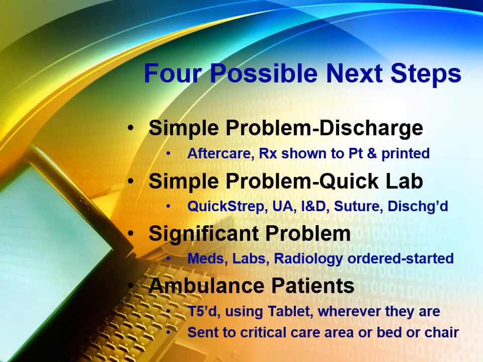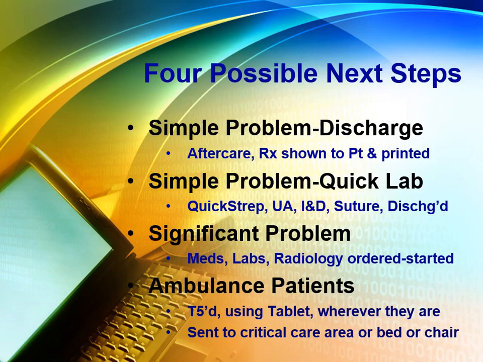Now there are 4 possible next steps. If Betsy has 1, a simple problem which can be discharged right from the T5 area, and the Aftercare prescription shown to Betsy and printed right in the T5 area, or 2, if she has a simple problem that only needs a quick lab or procedure, for example, a quick strep or urinalysis, IND, dermabond, simple suture, or x-ray, that can be performed in the T5 area or an adjacent 10-minute procedure room, and then Betsy can be discharged from the T5 area or this procedure room.